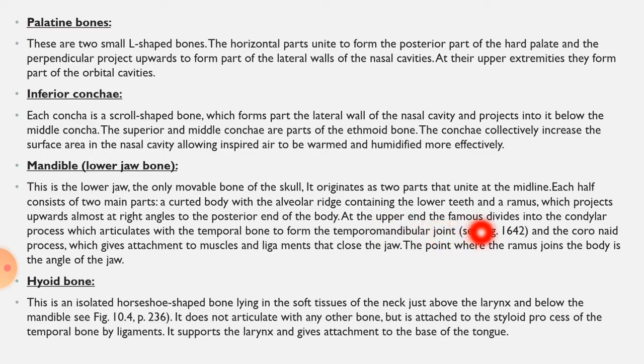At the upper end, the ramus will divide into the condylar process, which articulates with the temporal bone to form the TMJ joint, and the coronoid process, which gives attachment to the muscles and ligaments that close the jaw. The point where the ramus joins the body is called the angle of the jaw.